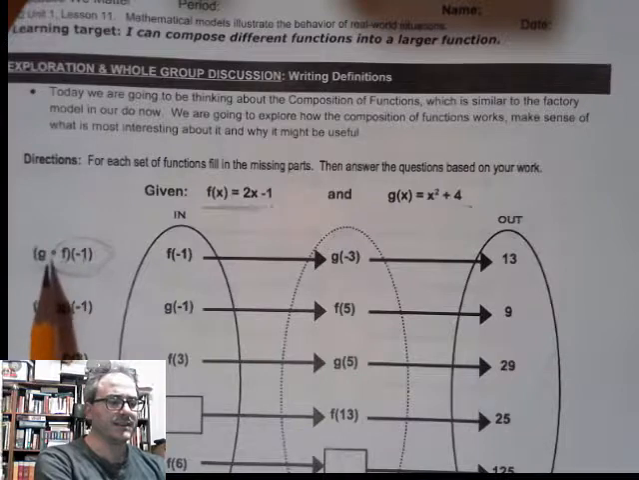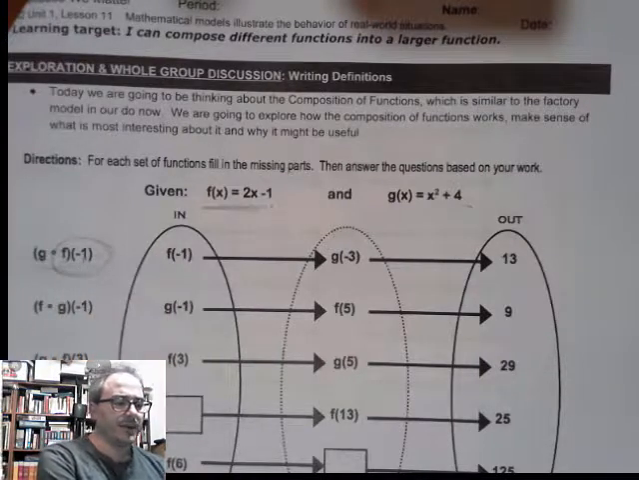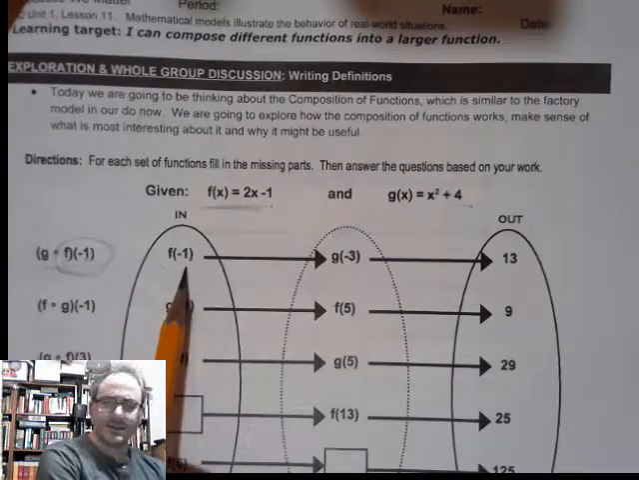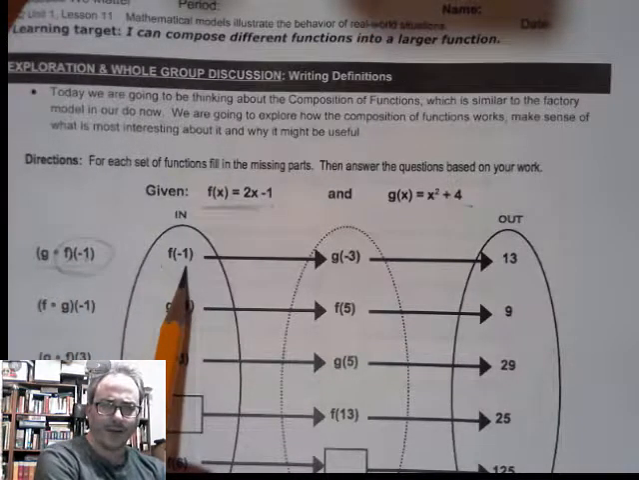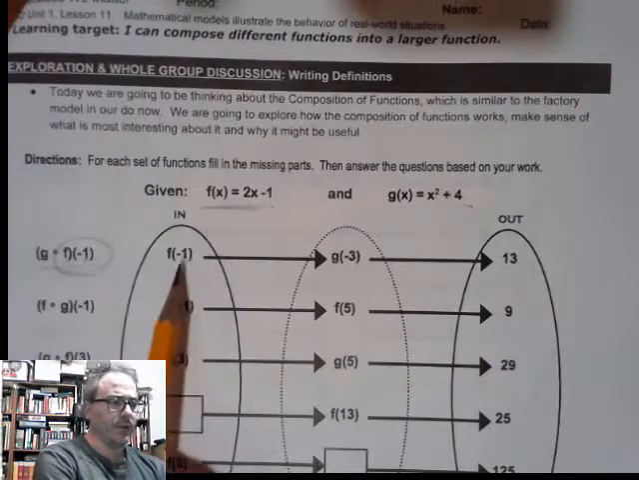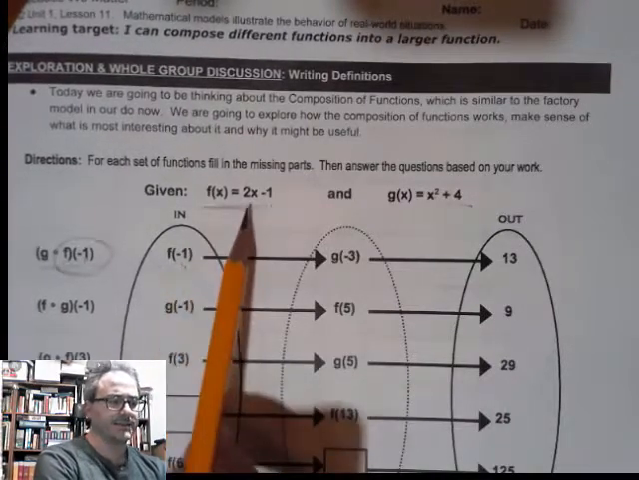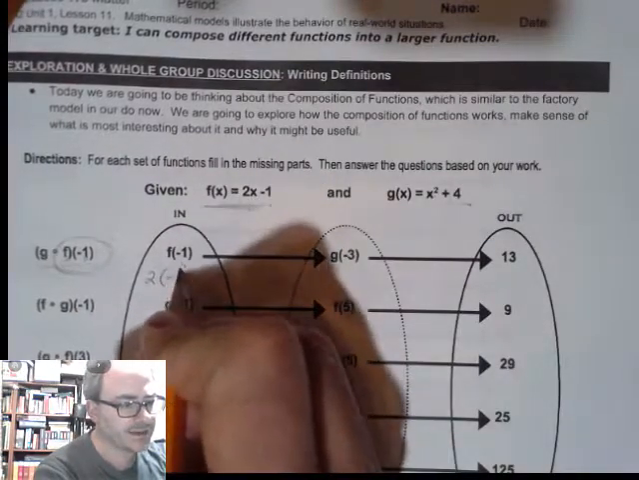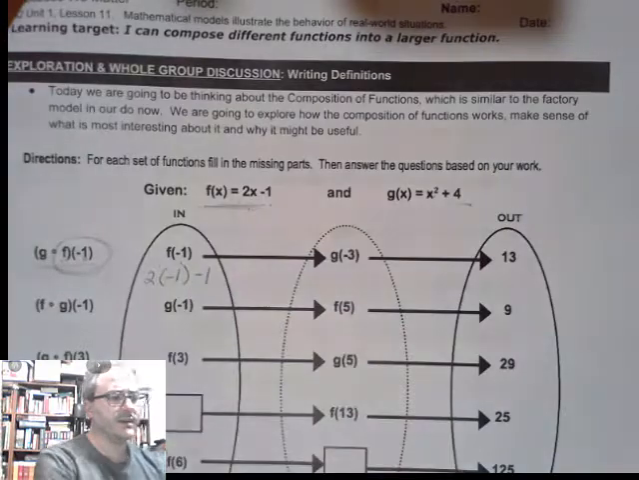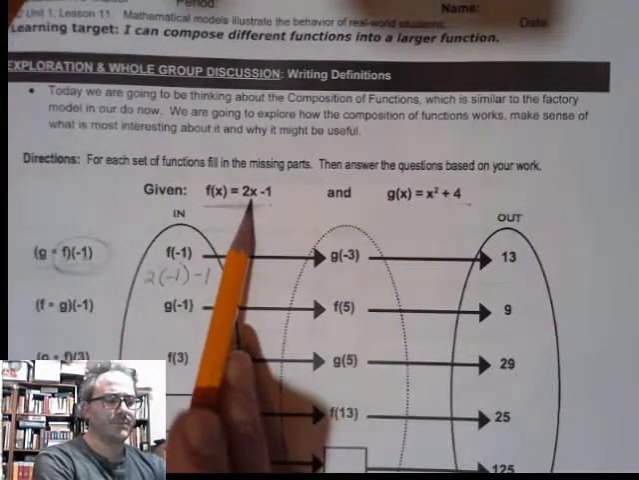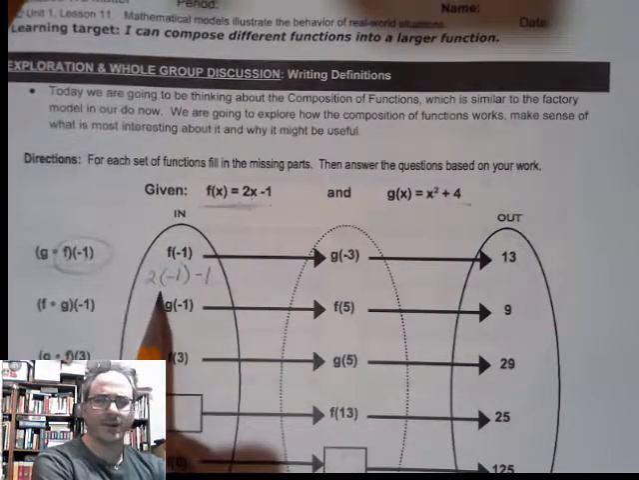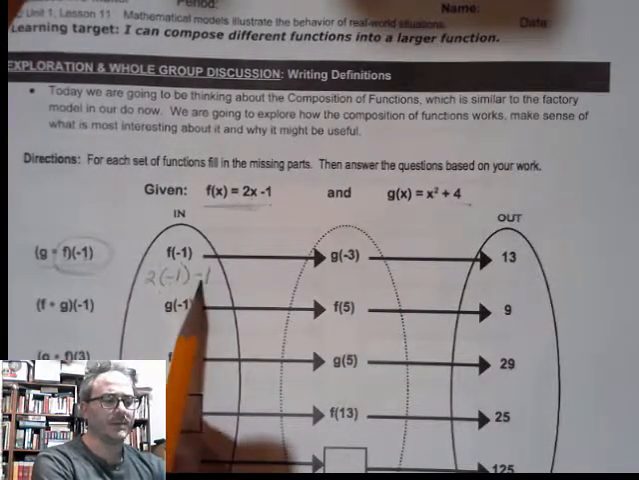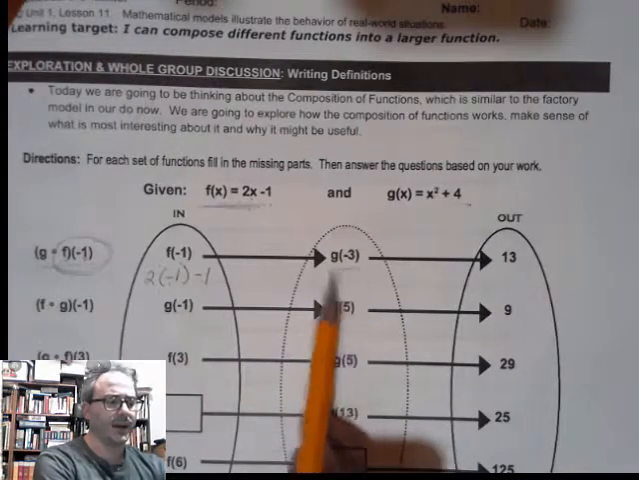All right, so I've got this g of f of negative 1. So f of negative 1, let's do this. We've done this before. This is called evaluating an expression. We're going to plug negative 1 into the f of x. So 2 times negative 1 minus 1. You see what I did there? I just plugged negative 1 in for x and wrote that function out. 2 times negative 1 is negative 2. Negative 2 minus 1 is negative 3, like we have right here.